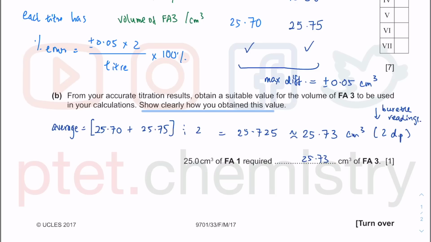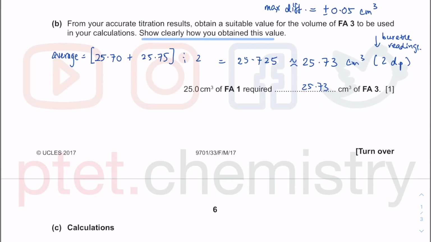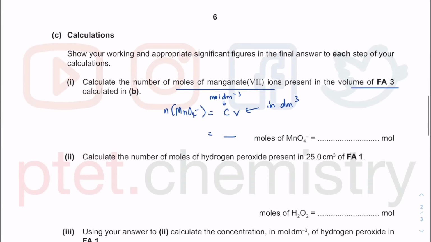You can find all of these, and so on and so forth, really. But they are trying to ask you to find the mole of KMnO4 in this volume of FA3. So the mole of MnO4⁻ is just C times V. Remember, mol per dm³ must be multiplied by the volume in dm³. So you had the volume of the KMnO4 in cm³, so 25.73 there must be multiplied by 10⁻³, or you can do 25.73 divided by 1000.